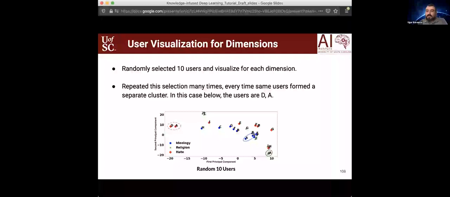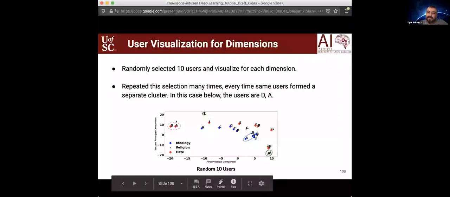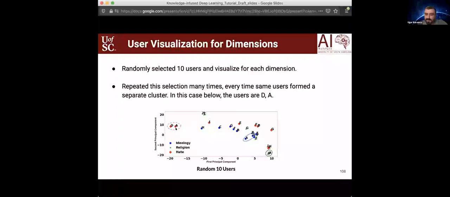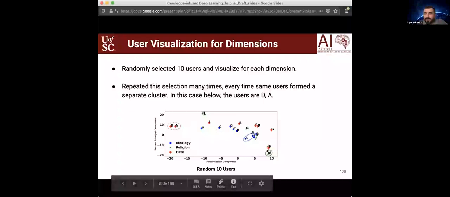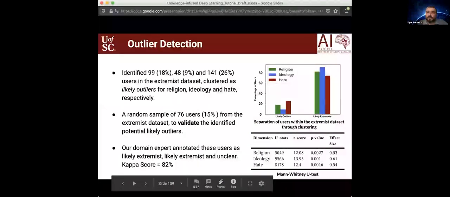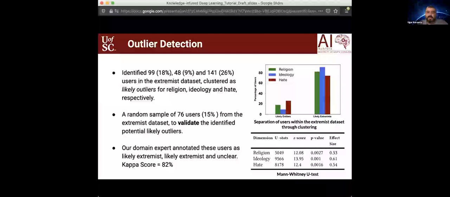Just to make sure that we are actually seeing outliers there, we randomly selected 10 users and visualized them for each dimension. We repeated this selection many times, and every time only the same users formed a separate cluster. For example, you can see here the same users for the hate dimension. And for the religion dimension, you can see the same users forming a cluster farther from other users in the same dimension. We wanted to make sure that these are truly outliers, so we did some statistical analysis, just confirming that there are some outlier users.